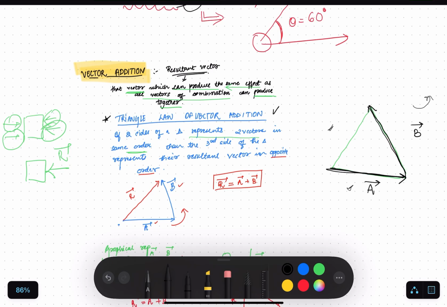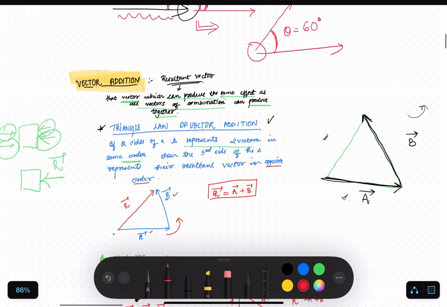Now these are my two vectors and I want to add these two vectors. What is my resultant going to be? The definition says if two sides of a triangle represent two vectors in the same order, then the third side of the triangle represents the resultant vector. So the third side represents the resultant vector in the opposite order. So A vector, B vector, and the resultant is this. I draw the resultant in the clockwise direction because the definition says opposite order.